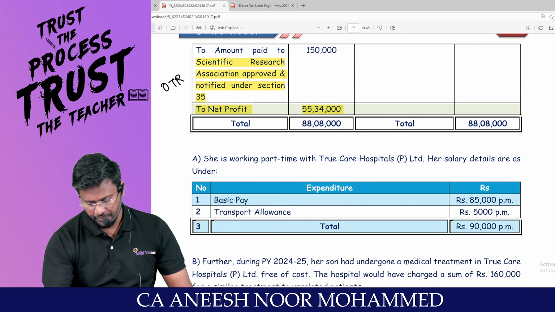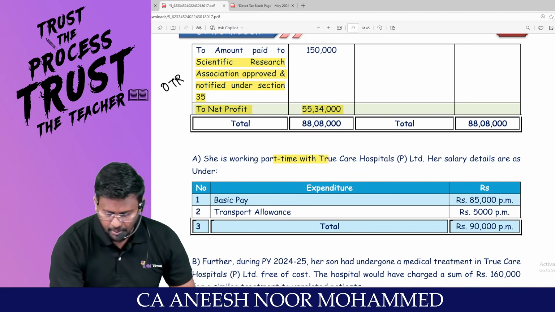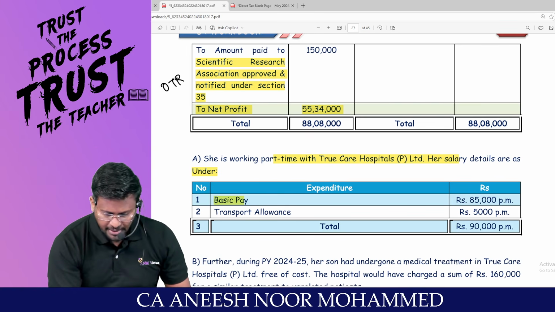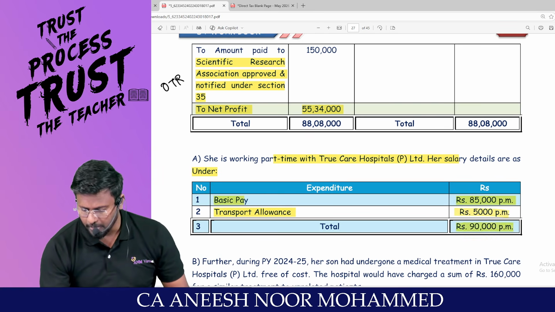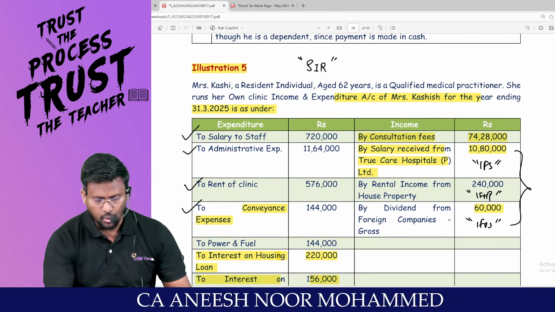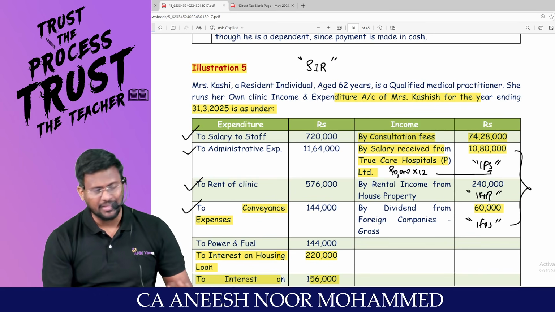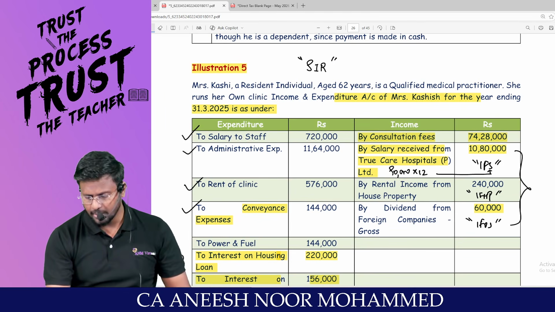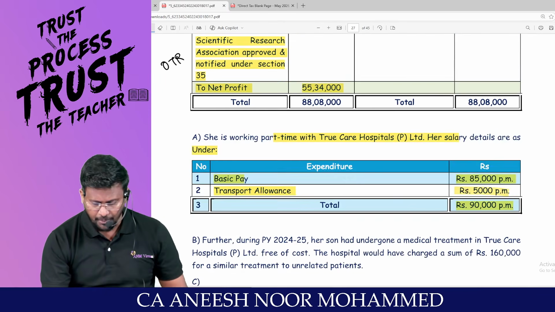Am I right? She's working part-time in True Care Hospital Private Limited. That's why she's getting salary. Her salary details are as under: basic pay 85,000 per month, transport allowance 5,000 per month. Total 90,000 per month. So tell me, 90,000 into 12. 10,80,000. That's why 10,80,000 rupees salary has been credited to the P&L account. Am I right? This has to be deducted from PGBP and should be included in the income from salary.